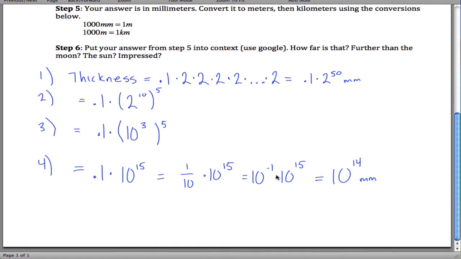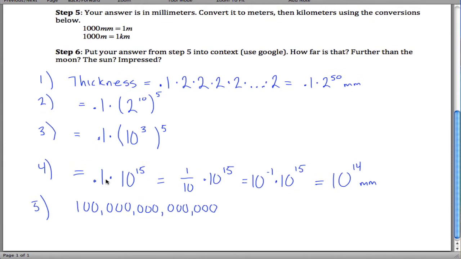So what? That doesn't tell me anything. 10 to the 14th power. Let's figure out what that's equal to. Well, 10 to the 14th power is a 1 followed by 14 zeros. 1, 2, I guess I'm really going to list them out. 3, 4, 5, 6, 7, 8, 9, 10, 11, 12, 13, 14. 10 to the 14th is this mess, this many millimeters.